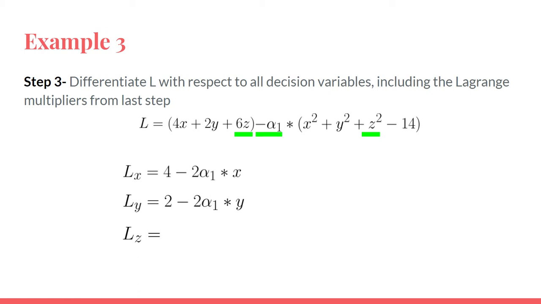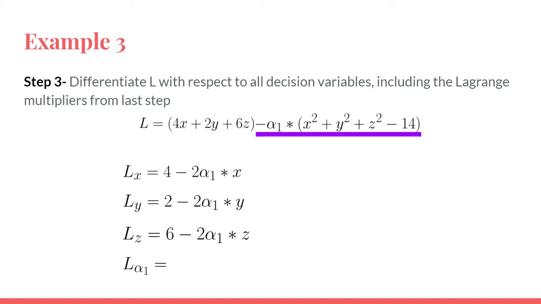We then differentiate L with respect to z. The terms in L that have z inside of them are 6z from the objective function and minus alpha 1 times z squared from the constraint. Thus, L sub z is going to be equal to 6 minus 2 alpha 1 times z.